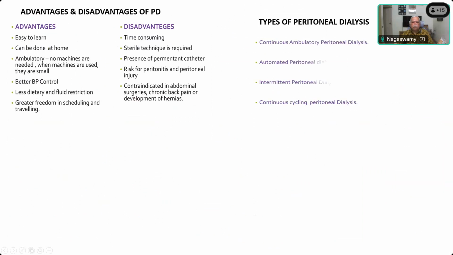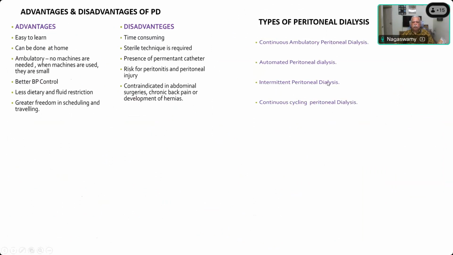Now, there are different types of peritoneal dialysis, just like you had with hemodialysis. One is called CAPD, continuous ambulatory peritoneal dialysis. The second is called automated peritoneal dialysis, where fluid will be pumped mostly during the night time so that the patient can be free during the daytime, and this will be pumped into the peritoneal cavity and removed automatically.